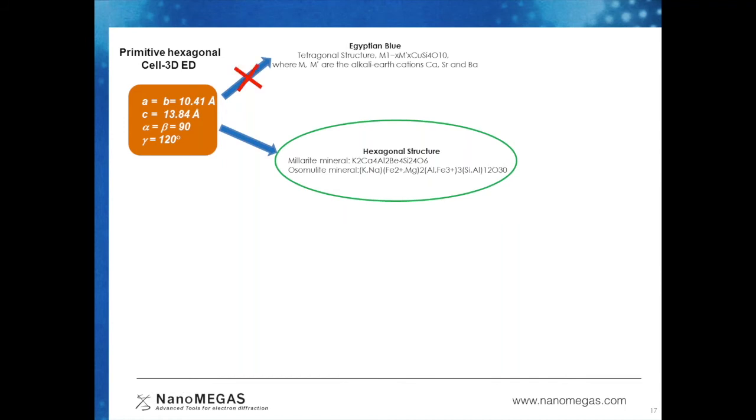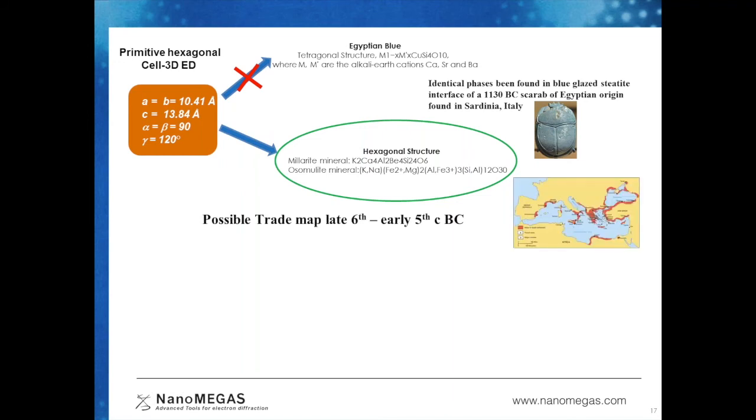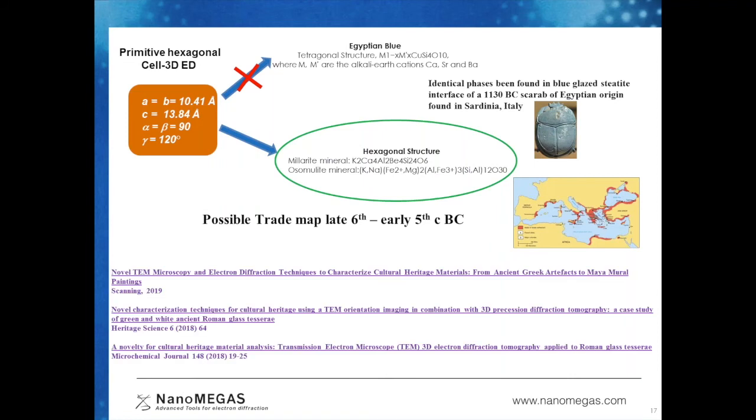And interestingly, the second one, which matches our results from 3D electron diffraction, is the same mineral that is also found in a 1113 BC scarab of Egyptian origin in Sardinia, Italy. As the same mineral was found in Greece, possibly there was a trade route between Egypt, Italy, and Greece in this period, and that we have also confirmed from other literature sources. We have actually studied many other pigments from different glass amphoras, and all of the results we have published in three different journals.